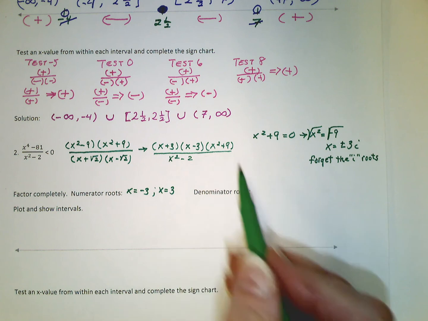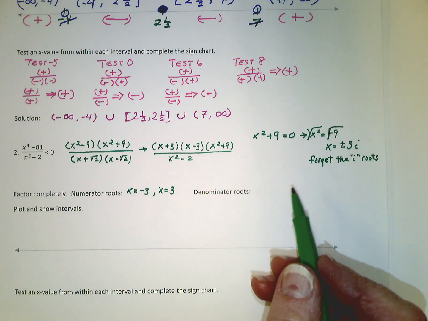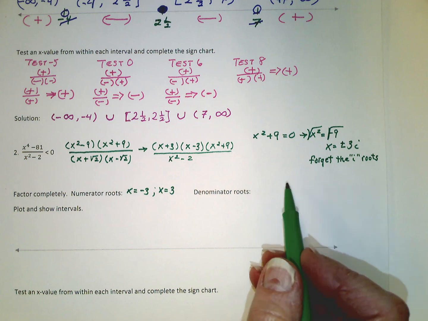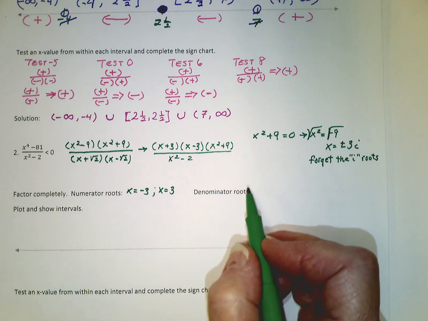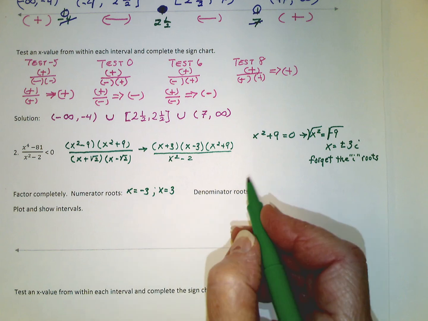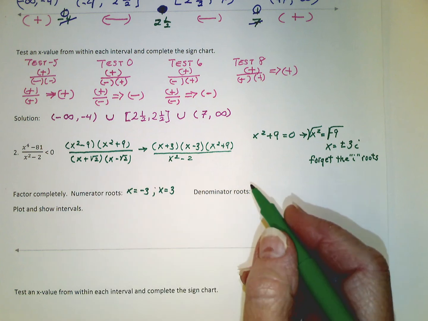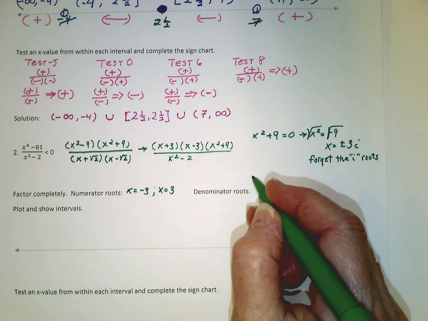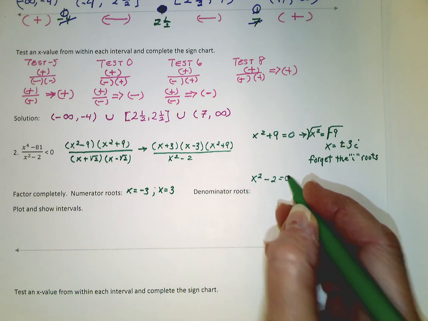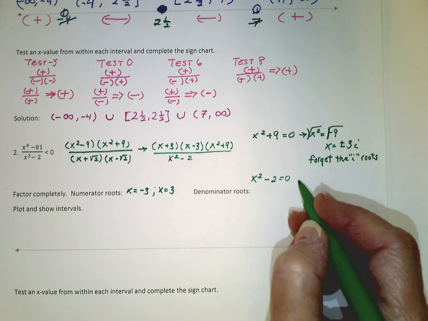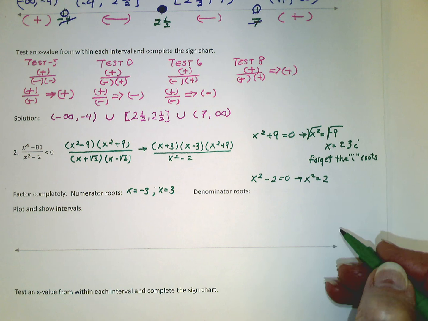But we'll leave the x squared plus 9 in the function. But it's not going to give us any roots. We'll just use the x equals negative 3, the x equals positive 3. The denominator roots, we could go with negative square root of 2 and positive square root of 2. But if you didn't like that, we could find out what the zeros are by setting x squared minus 2 equal to 0. So that would imply that x squared equals 2.